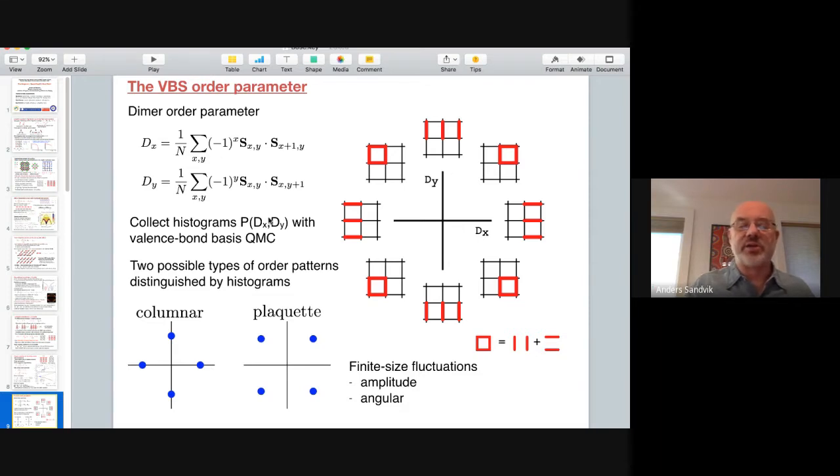And this we can also look at in our simulations. We can make a probability distribution P of dx and dy. If we have a columnar state, we would expect to see only these columnar points here, so we would get a histogram like that. Whereas if we have a plaquette state, the squared order parameter that I showed you in the previous graph cannot distinguish between plaquette and columnar. It can only say that there is some kind of dimer-based order. So if we have a plaquette state, we would see points like that. And since we have finite size, everything will be rounded here. There will be angular fluctuations and amplitude fluctuations, and these spots will have some shape.